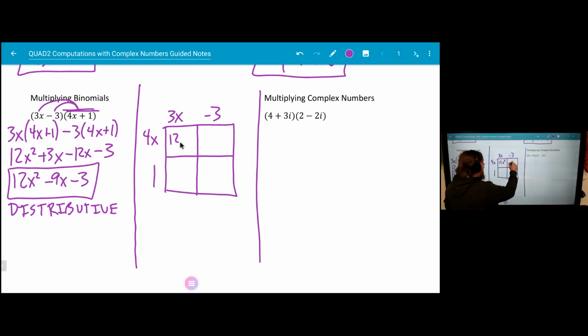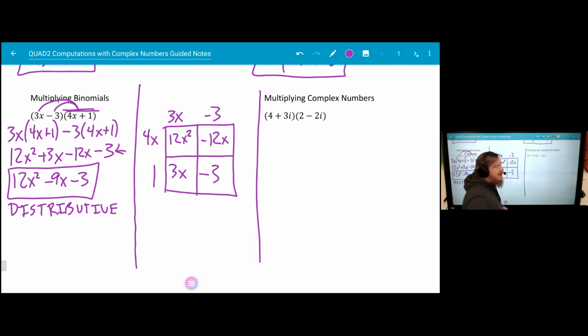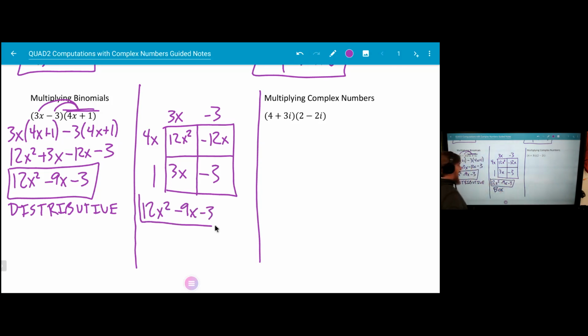4x times -3 is -12x. 3x times 1 is 3x. -3 times 1 is -3. It's really interesting because where have I seen the terms 12x squared, -12x, 3x, and -3 other than right there? So we've already seen that. What I'm trying to tell you is it doesn't matter which way you do it, you're going to get the same answer either way. We can simplify this once again: 12x squared minus 9x minus 3, still the same answer, and we call this method the box method.